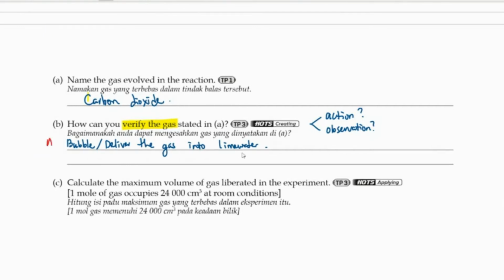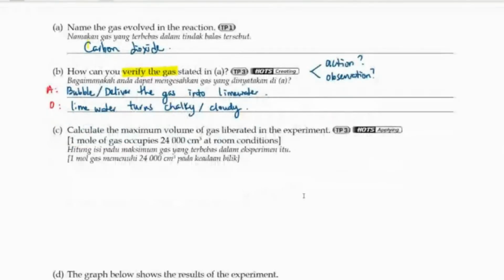Okay, action. So what can you observe? What happens to the lime water? Lime water turns milky, or chalky, or cloudy. Milky also can. So remember, whenever you want to verify the gas, action and the observation, no matter what gas it is.